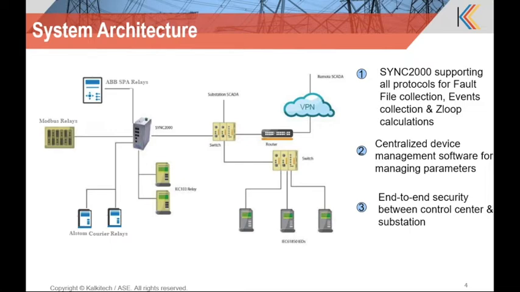So there are four parts associated with it. One is live data collection, second is fault file collection, third is event collection, fourth is converting it into the loop impedance value and transferring it over the protocol to the central system to calculate the location. Then another key thing is to centrally enable the configuration from the center.